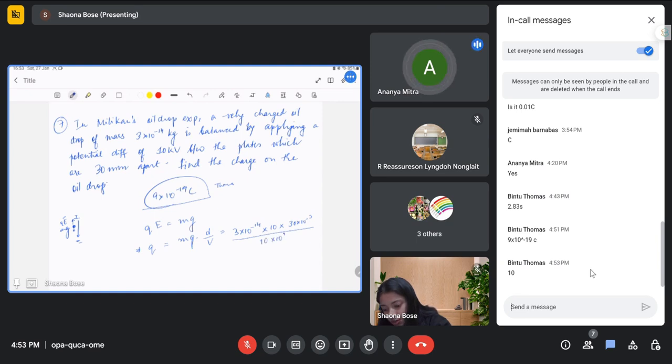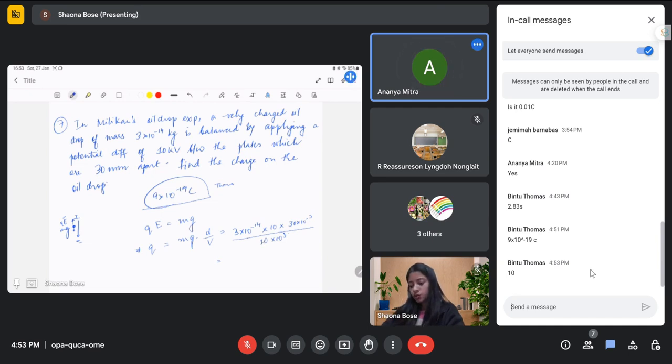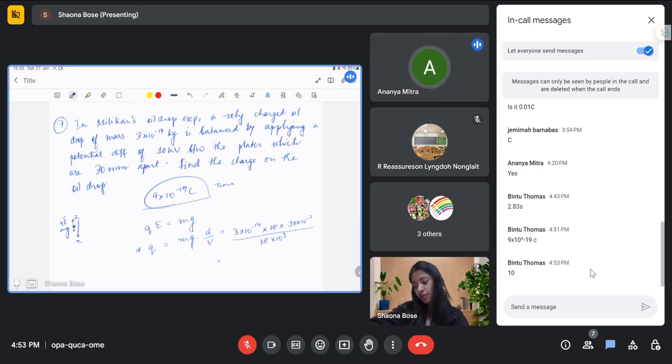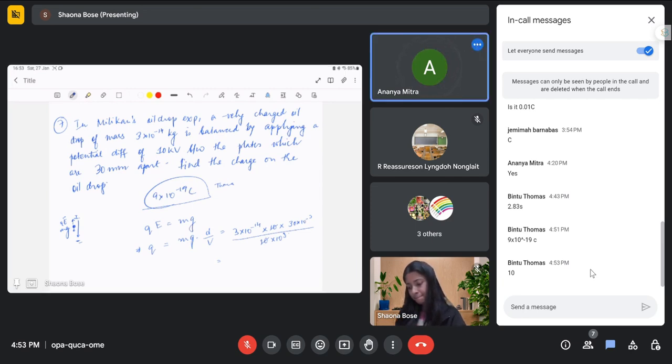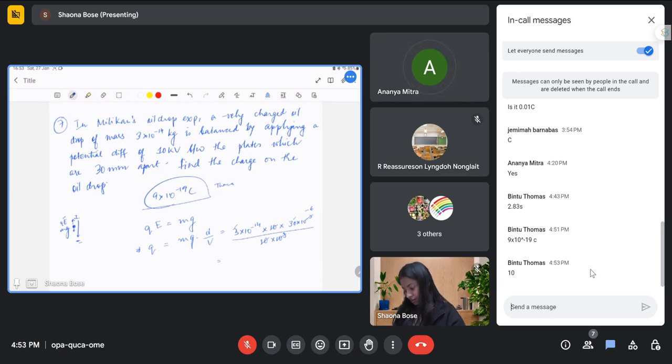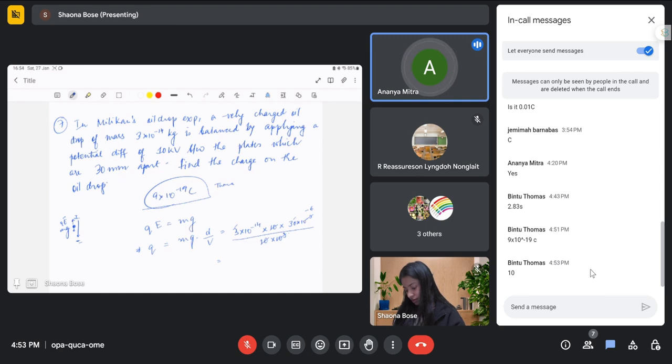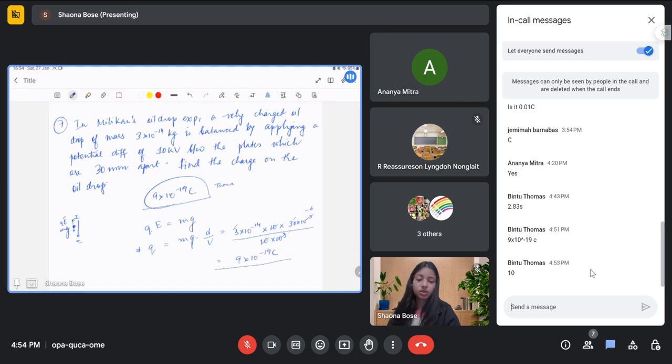And this is 10 kilovolt, so 10 into 10 to the power 3. So how much does it come out? 9 into 10 to the power minus 19. Yes, absolutely. Thomas, you're correct.